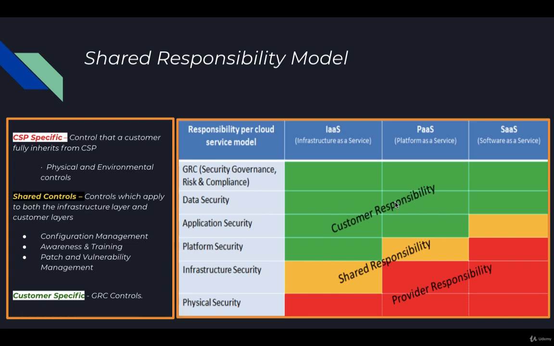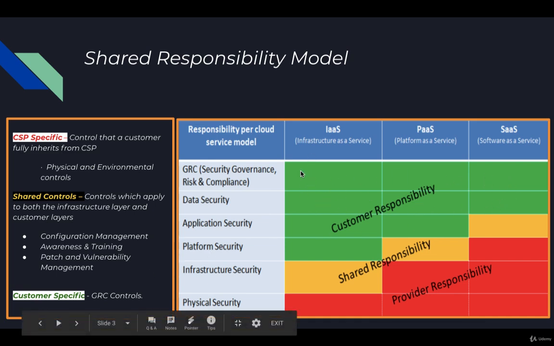Then we have the customer-specific controls like GRC and maintaining data security. If you see these two upper layers, data security and GRC, in all the models that is the responsibility of the customer only.